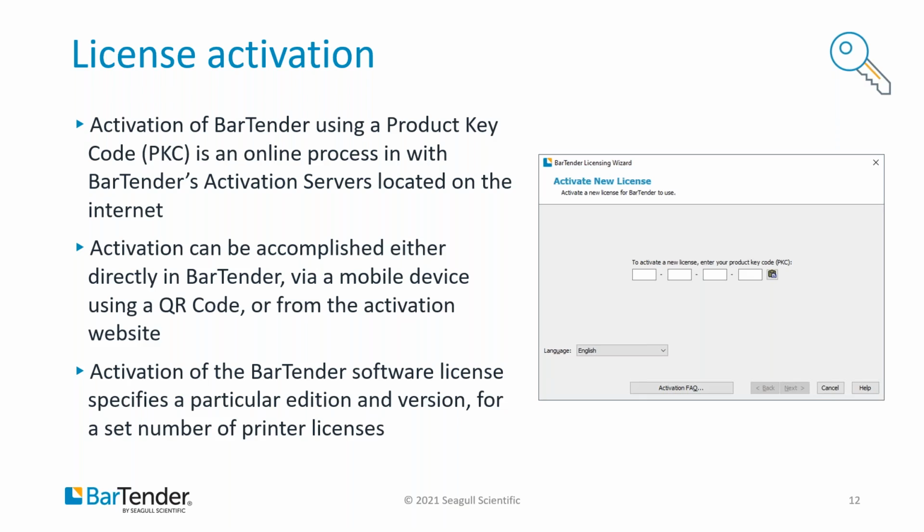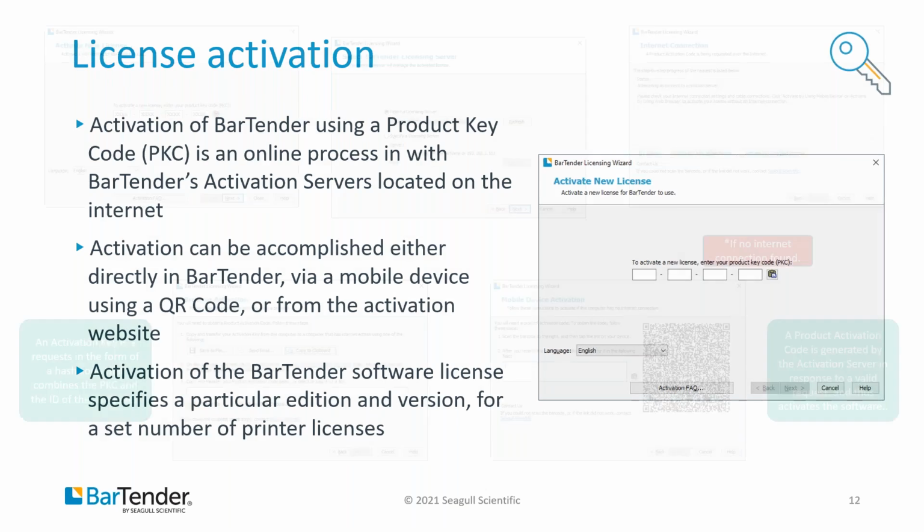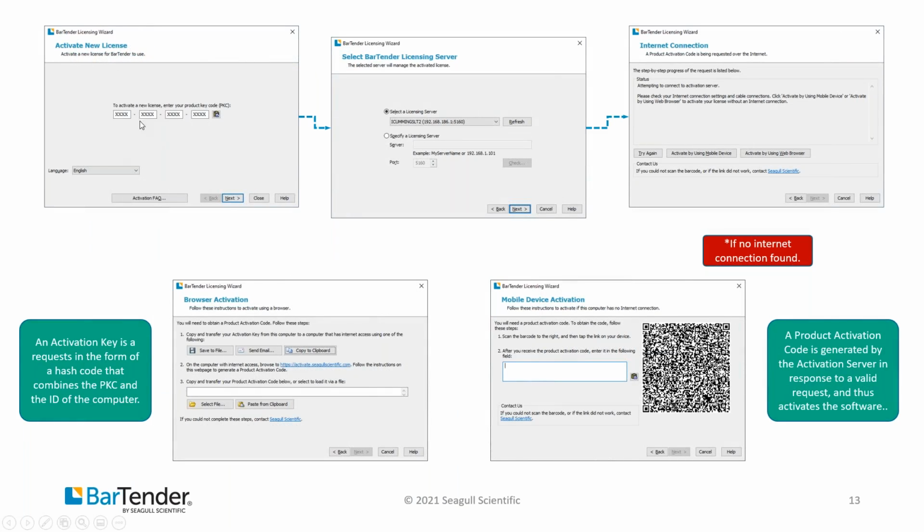Of course, activation of the BarTender software license specifies the particular edition and version and the number of printer licenses that it is for. Initially, in the activation wizard, you put in your product key code. You are then prompted to select a license server. So it could be the case that you've installed BarTender just on the one PC, and therefore your license server will be your same PC, yourself essentially.